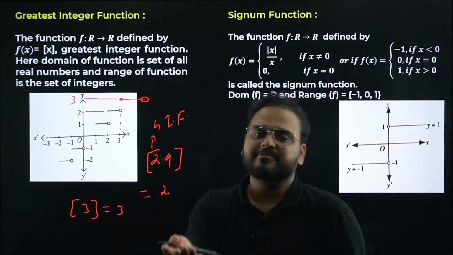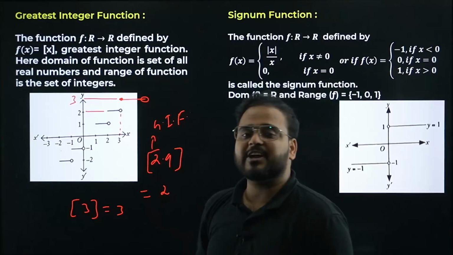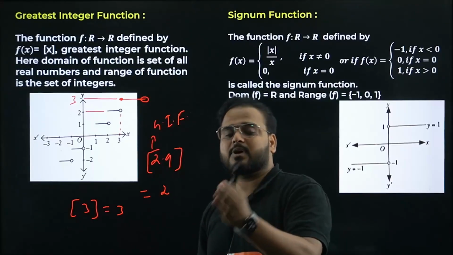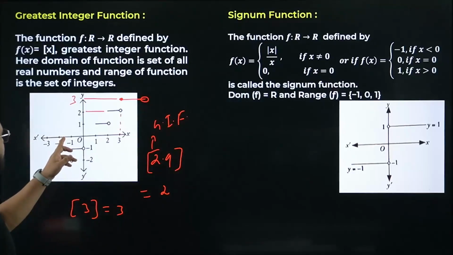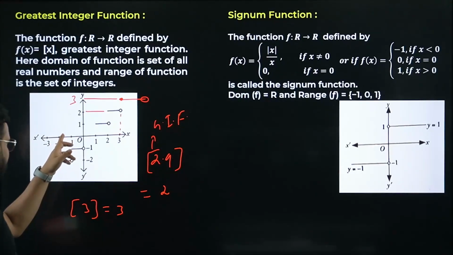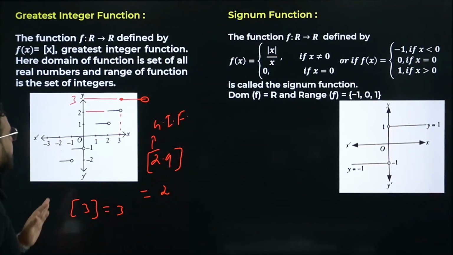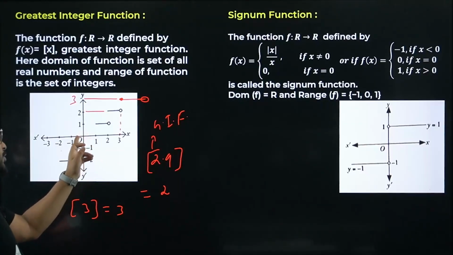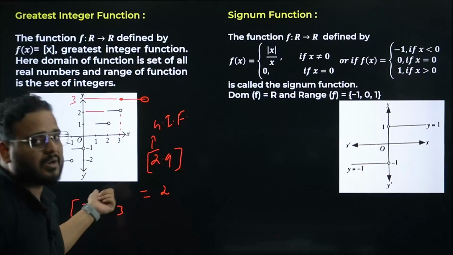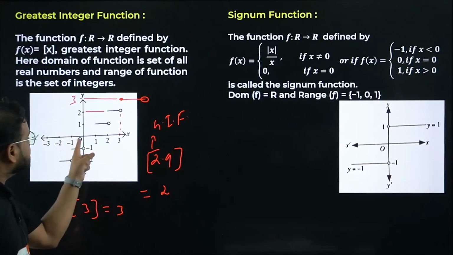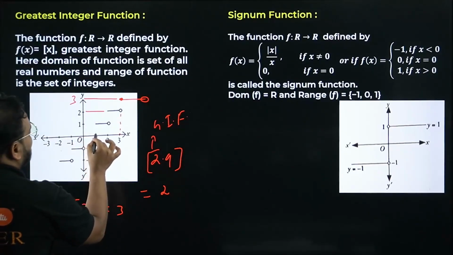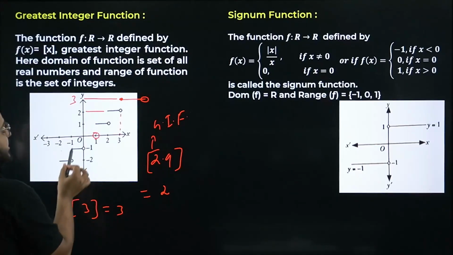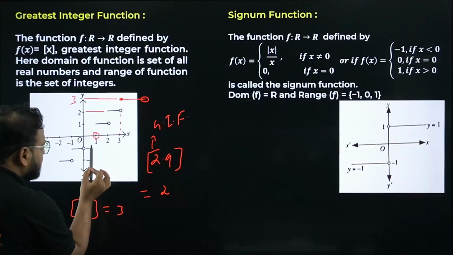If you take 1.555, the answer will be 1. The same goes for the negative side: if you take minus 1 point something, it becomes minus 2. If you take minus 1.5, it becomes minus 2. Between 0 and 1, any value becomes 0, because over here we have open. And between minus 1 and 0, it will always become minus 1.